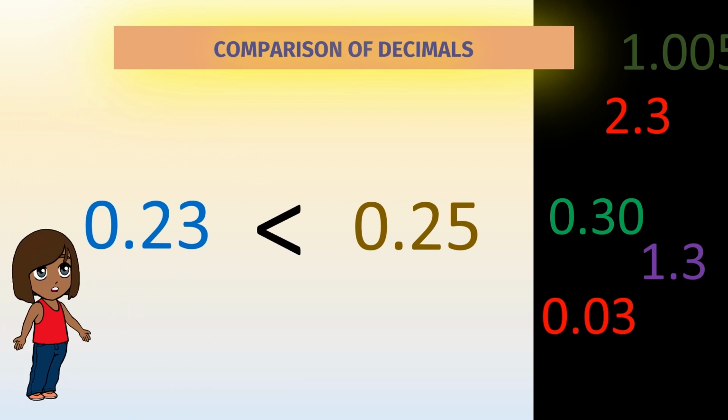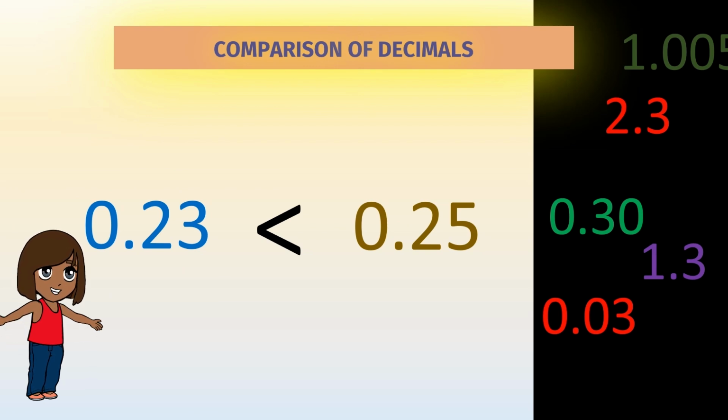A few points to remember. If you have two decimal numbers with unequal number of digits after decimal, you can add zeros for them to have same number of digits after the decimal. This does not alter the value of the decimal numbers, but makes it easier to compare.